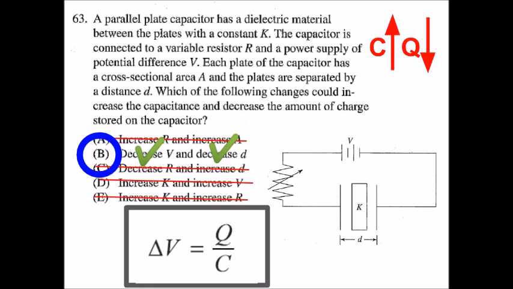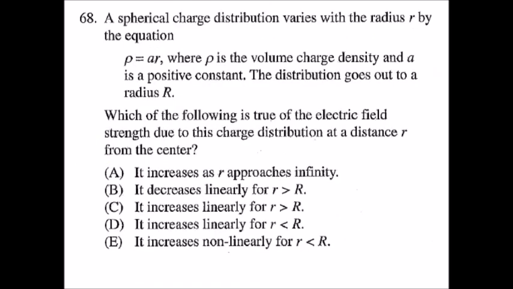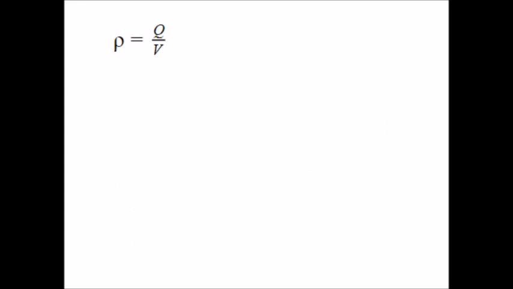Anyway, number 68. This one is your official kick in the head. Otherwise known as number 33: a spherical charge distribution varies with radius r by the equation rho equals AR, where rho is the volume charge density and A is a positive constant. The distribution goes out to a radius R. Which of the following is true of the electric field strength due to this charge distribution at distance r from the center? Yikes. Help. What is a volume charge?